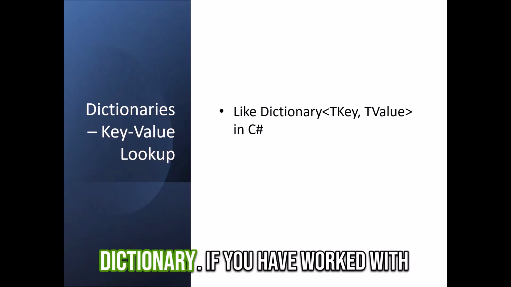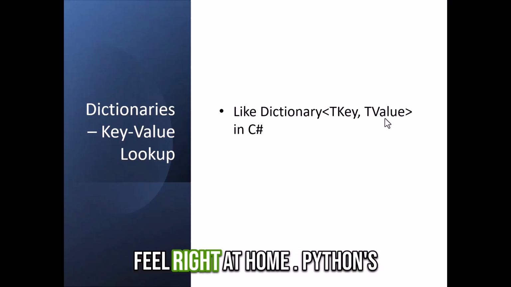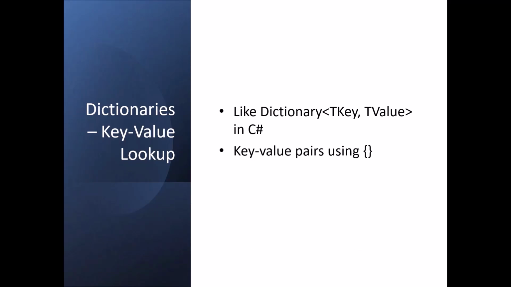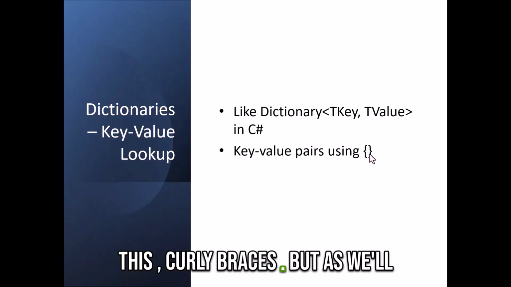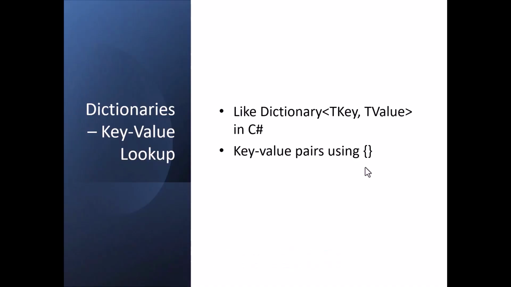Data structures, the dictionary. Now, this is part of a larger series designed specifically to help .NET developers leverage Python for data science. If you have worked with Dictionary of TKey, TValue in C#, you'll feel right at home. Python's dictionaries serve the same purpose, mapping keys to values using curly braces, but as we'll see, Python's syntax is often more concise and dynamic.